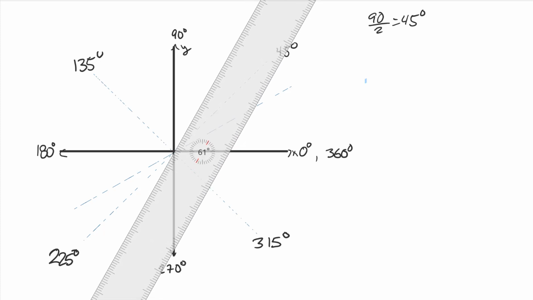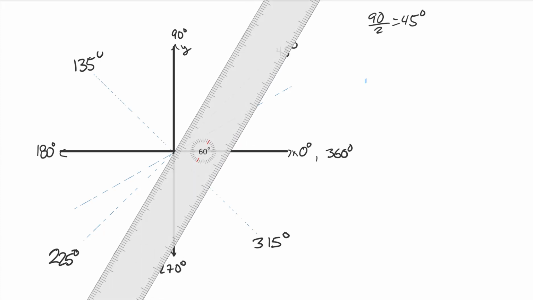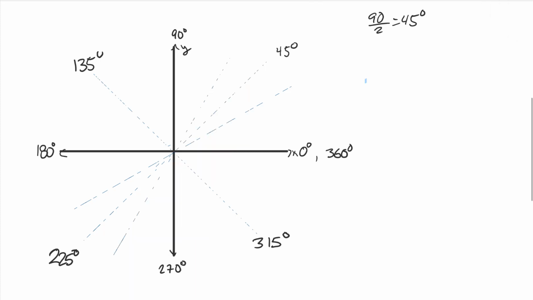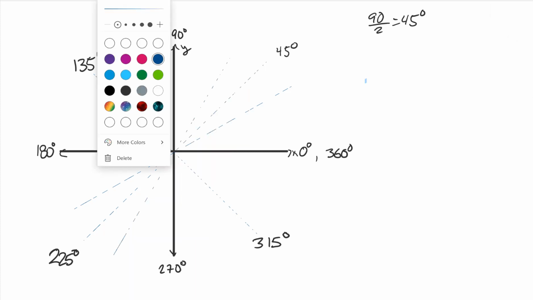So you can see it's a 60 degree angle. Oh, there we go. These commons. Cool. So let's just start there. So we're breaking this thing down.